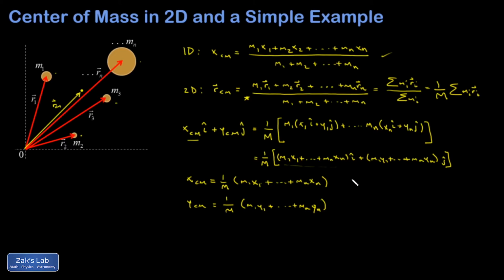So what we've discovered is if you want the center of mass of a two-dimensional system of particles, you just independently find their x center of mass and their y center of mass based on the x location and y location of all of those particles.